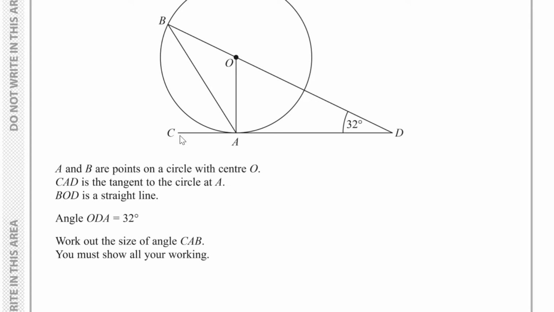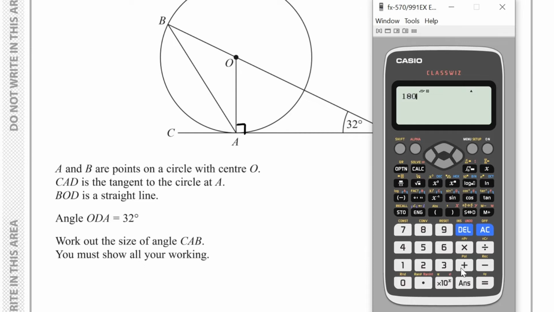So first of all, we've got a tangent meeting a radius at 90 degrees. So here we've got 90 degrees. And angles in a triangle add up to 180. So 180 take away 32, take away this 90, that's equal to 58. So this angle over here is 58 degrees.